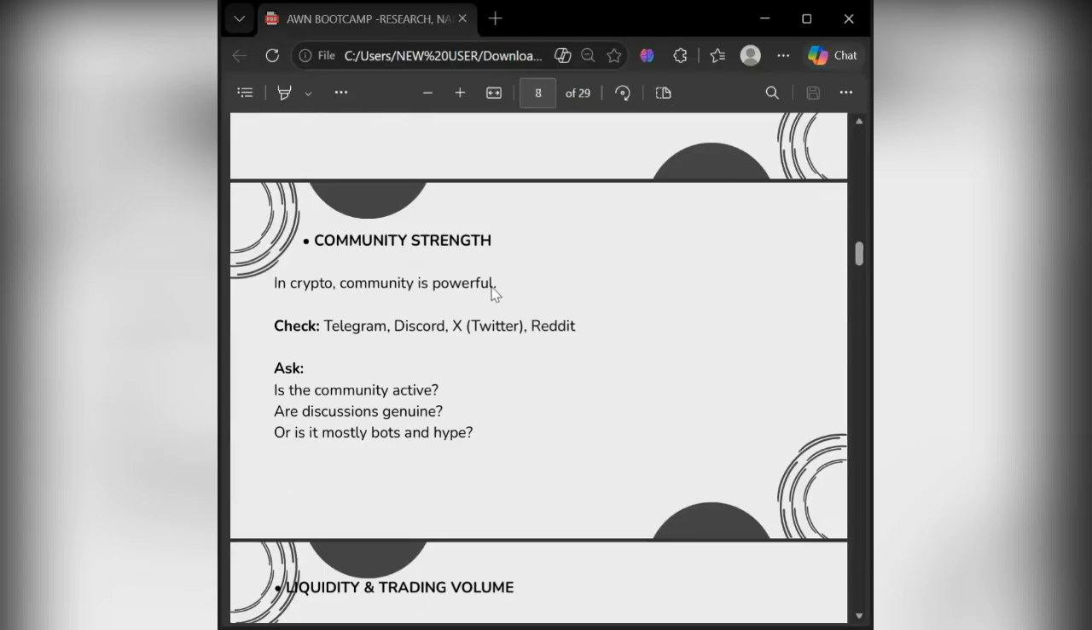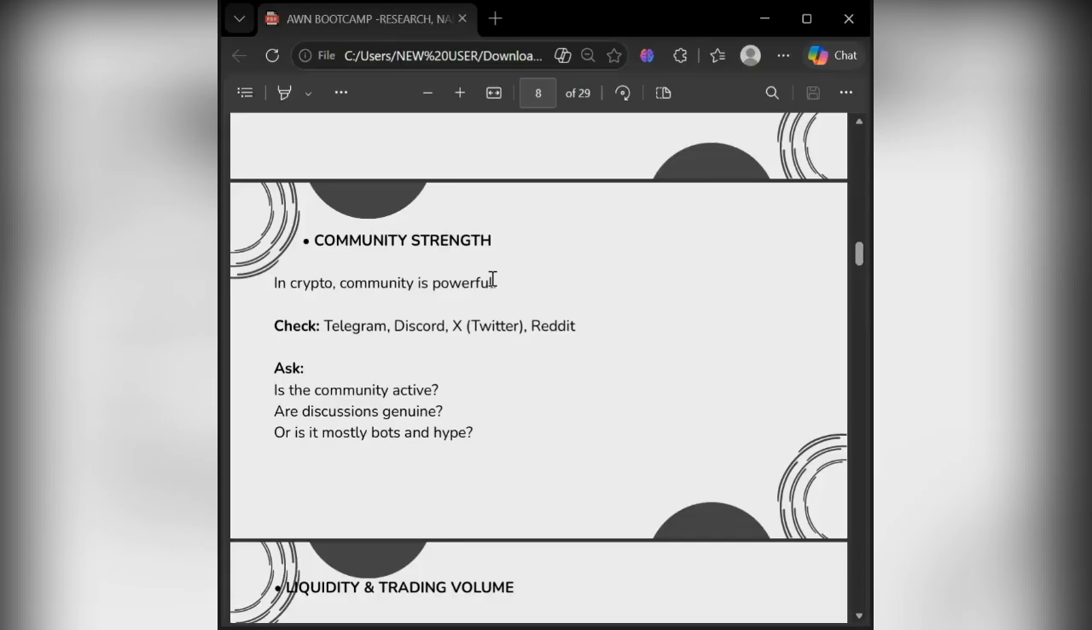So go back to community strength. We're still on things to research about a project. In crypto, community is everything. The community will hold your token up. You check the Telegram community, their Discord, and what's going on on their Twitter. Is the community active? Are discussions genuine, or is it mostly bots and hype? 'Let's go to the moon, 200x, 100x in 3 hours.' If that's what you see in the community group, just know that it's a red flag.